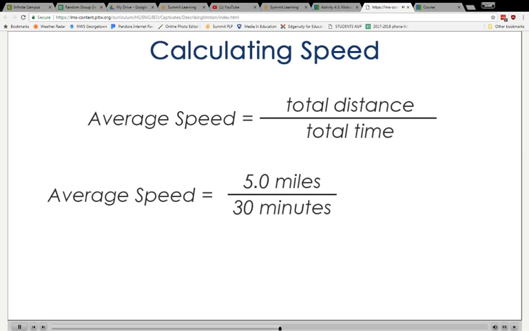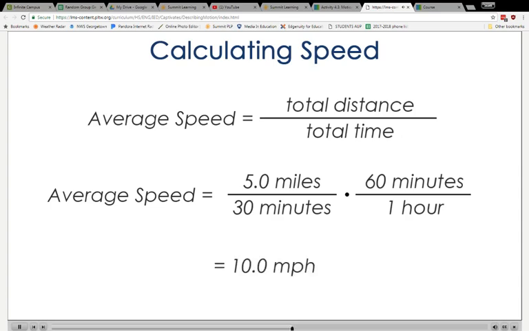But I don't have a good sense of how fast that is. So let's convert to something more familiar, miles per hour. To make this conversion, we will multiply by a conversion factor of 60 minutes over 1 hour. Now, when we calculate speed using the conversion factor, we get 10 miles per hour.